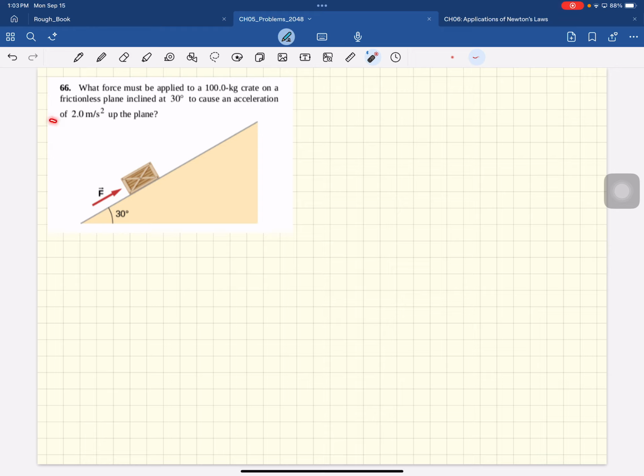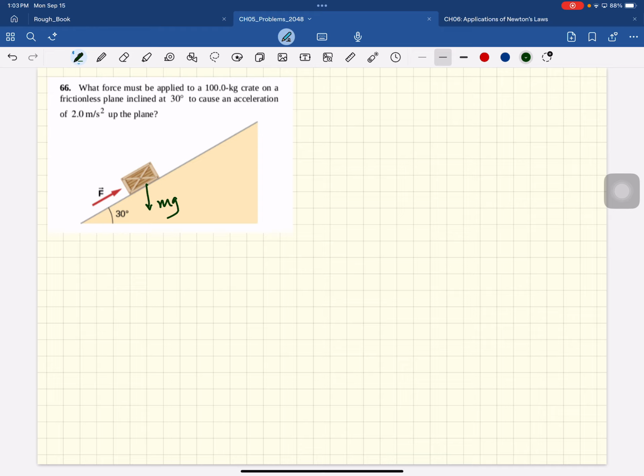All right, so what force must be applied to a 100 kg crate on a frictionless plane inclined at 30 degrees to cause an acceleration of 2 meters per second squared up the plane? Okay, so you're applying a force like that. Is there any other force acting? So we're interested in motion along this line. The only other force acting on it is the component of the weight in this direction.